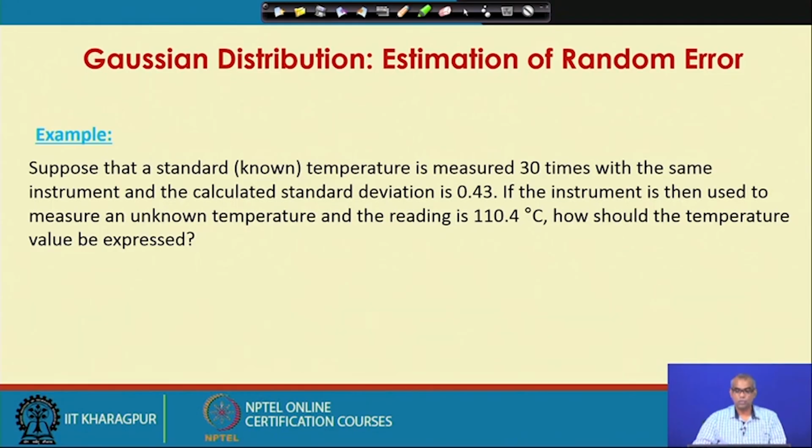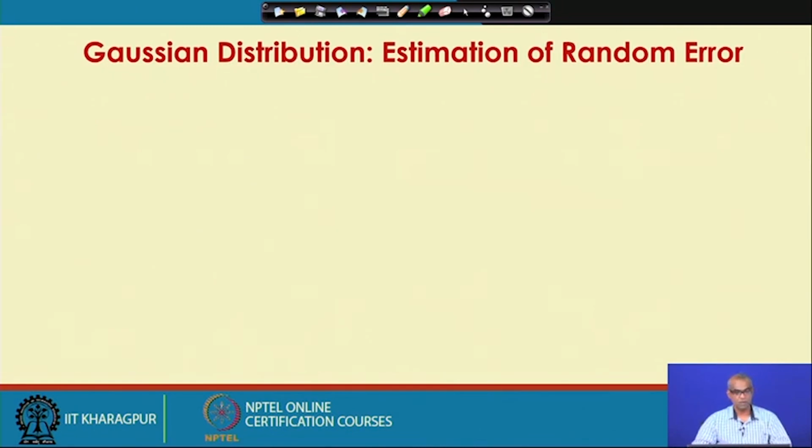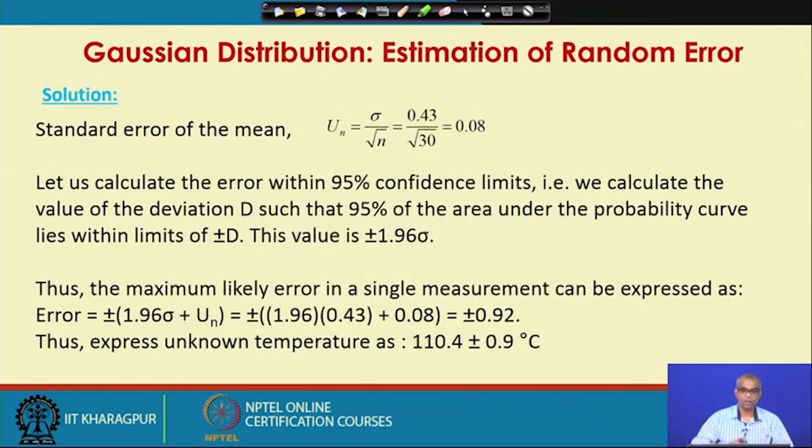In the previous lecture we talked about standard error, which is standard deviation divided by square root of number of observations. So, let us first calculate the standard error of the mean. The standard error of the mean can be calculated as standard deviation divided by square root of the number of observations, 30 here. So, I calculate the standard error as 0.08.